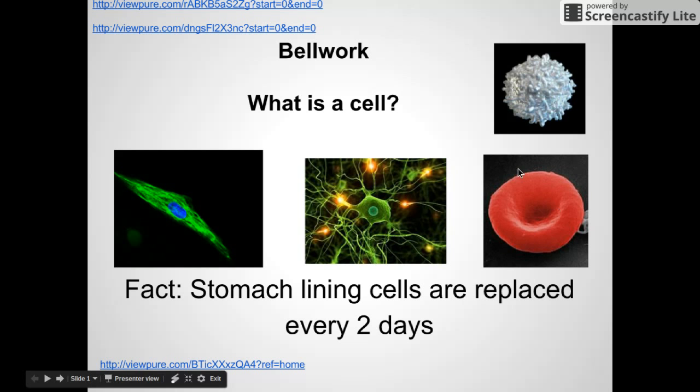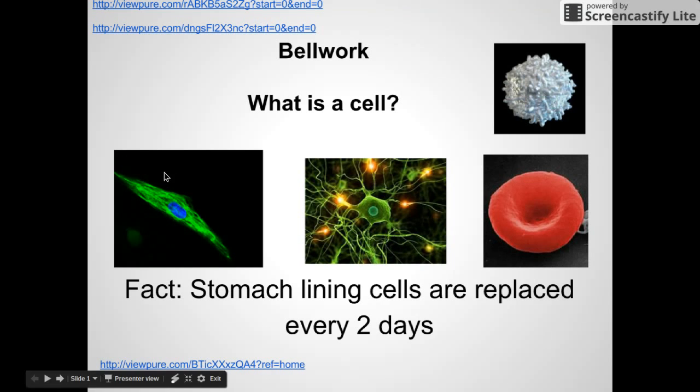We have what's called a red blood cell. This helps send oxygen throughout your body. It also helps get rid of the carbon dioxide that is a waste product of respiration. We also have a white blood cell. These are used in the human body to fight infections.